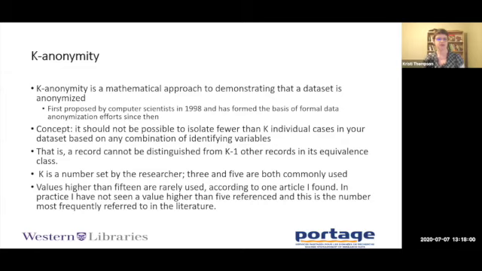K is a number set by the researcher. 3 and 5 are both commonly used. In practice, I've never seen a value higher than 5 referenced, and that's the number most commonly referred to in the literature. Why 5? I don't know.